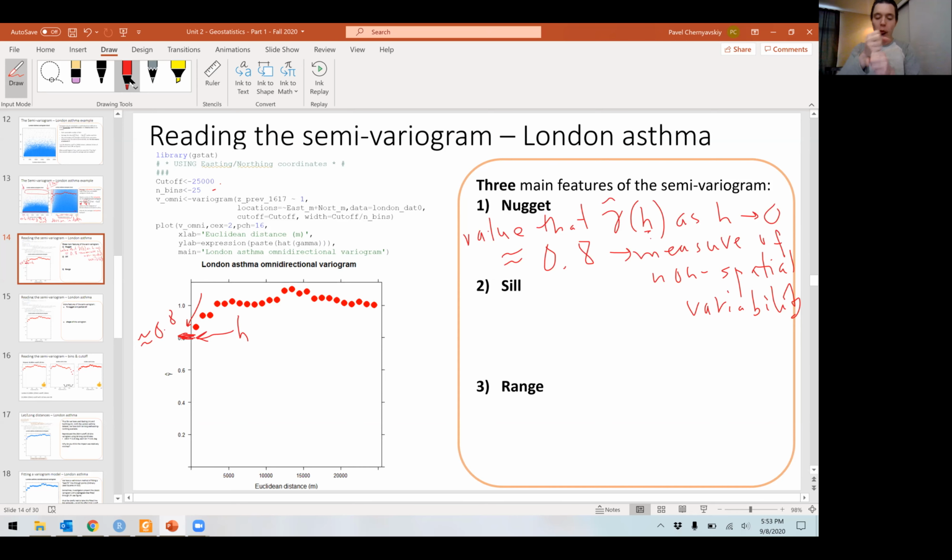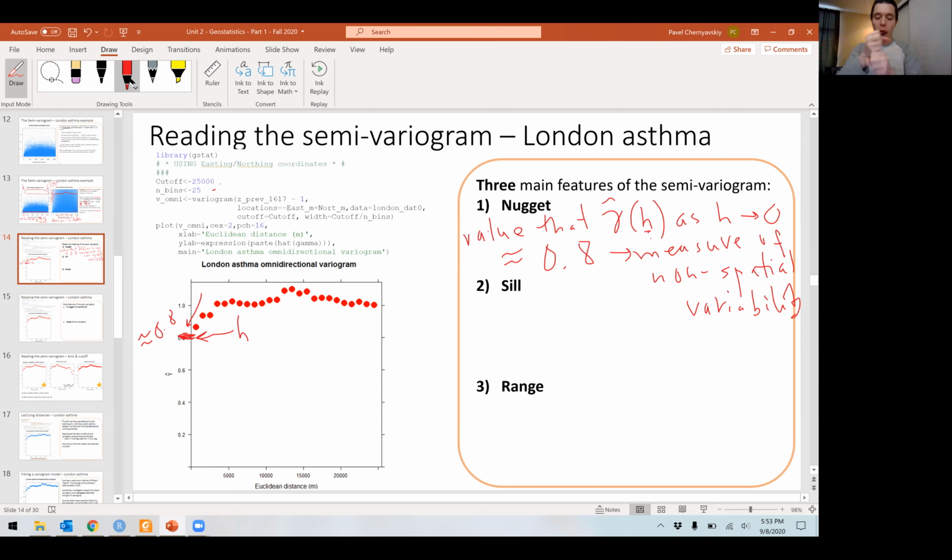Okay, so to review, the nugget is non-spatial variance. The sill is total variance. The range is how far apart we have to go until the data become uncorrelated, the distance at which correlation goes to 0, at least based on our variogram.